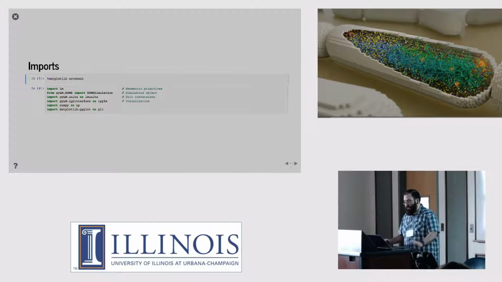So here are our standard imports for PyLM. We bring in the SWIG module, and from the SWIG module we have all of the geometric primitives available. And we bring in the PyLM RDME simulation, the units that I think Mike showed, and a visualization tool in PyLM.